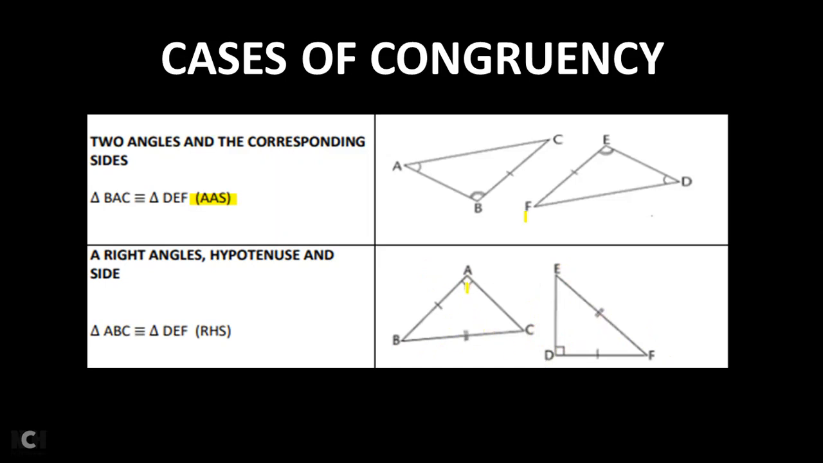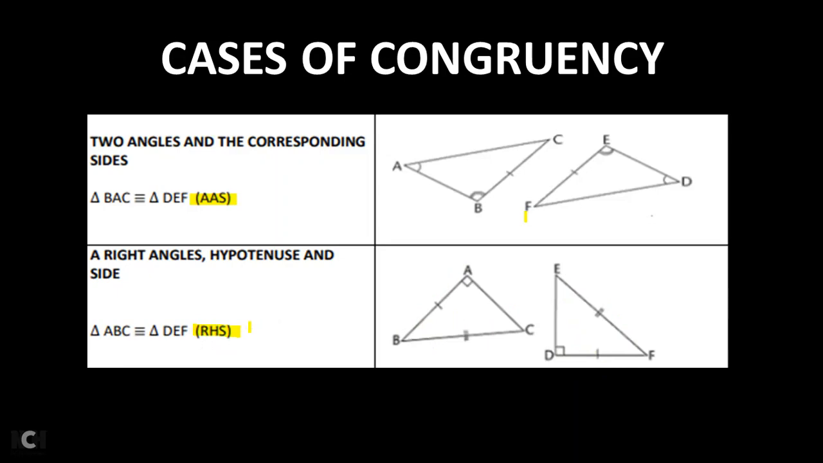They are also equal as well. So BC equals EF, and the last thing we have, BA, is the side to this one, which equals DF. So here we have the right angle, the hypotenuse, and a side. So those are the 4 cases of congruency.